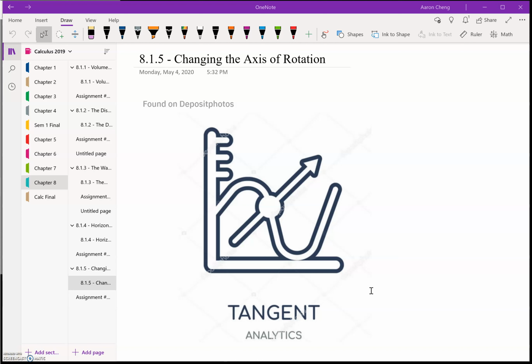All right, in 8.1.5, we're going to talk about more rotations, and we are not just going to rotate around the x or the y axis this time. We're going to be rotating around different axes. I especially like this one because they don't know what a tangent line is.